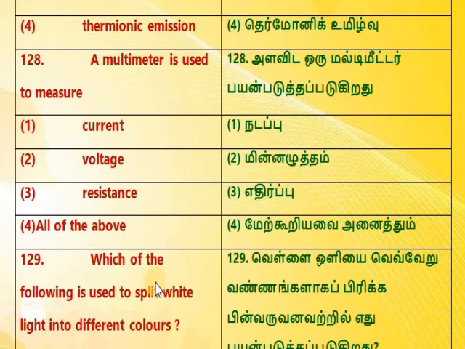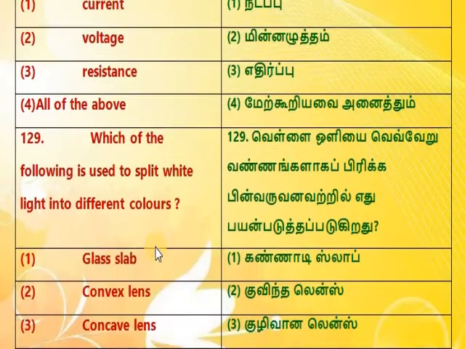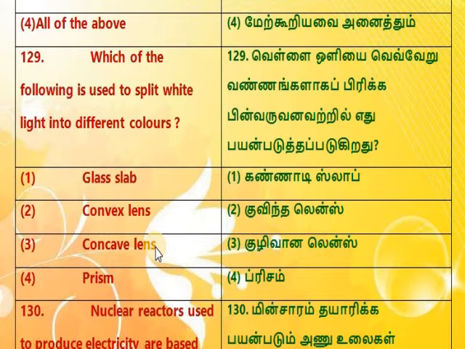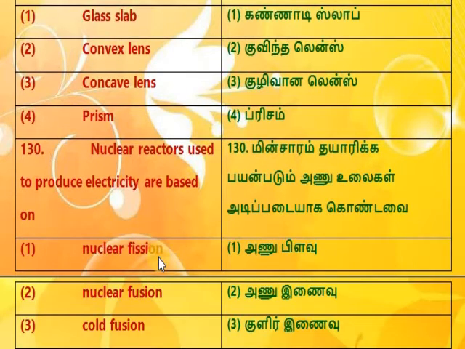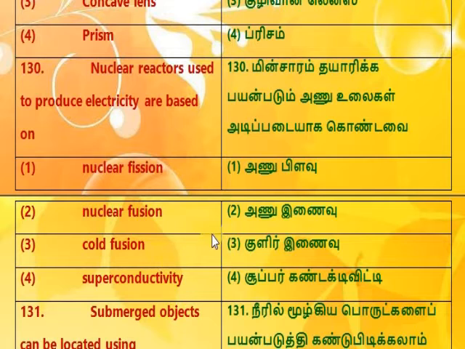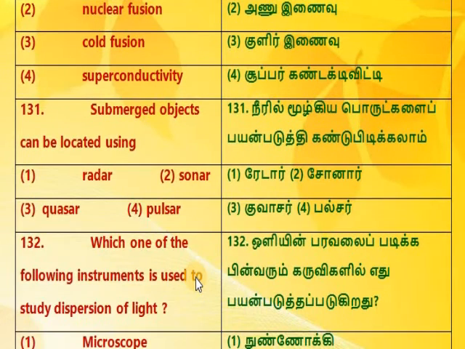128. A multimeter is used to measure: 1. Current, 2. Voltage, 3. Resistance, 4. All of the above. 129. Which of the following is used to split white light into different colors? 1. Glass slab, 2. Convex lens, 3. Concave lens, 4. Prism. 130. Nuclear reactors used to produce electricity are based on: 1. Nuclear fission, 2. Nuclear fusion, 3. Cold fusion, 4. Superconductivity.